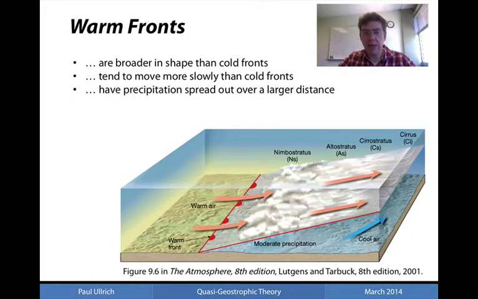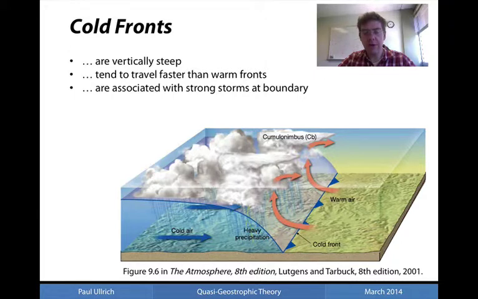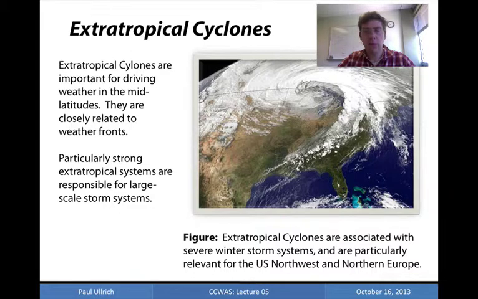So thinking about this in terms of warm fronts and cold fronts then, for warm fronts, we have that there is an increase in warm air advection with height, whereas for cold fronts, underneath the cold front itself, we observe that there is a decrease in cold air advection with height. So for extratropical cyclones, which are important for driving weather in the mid-latitudes, these are closely associated with weather fronts, and so we'll observe that this differential temperature advection is relevant when it comes to analyzing these weather fronts.